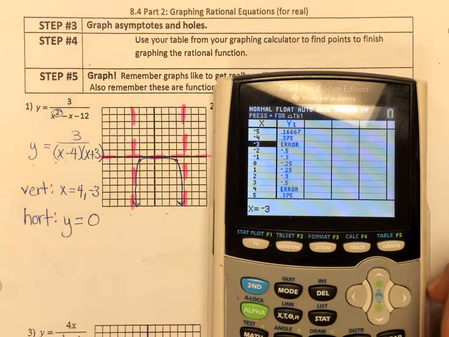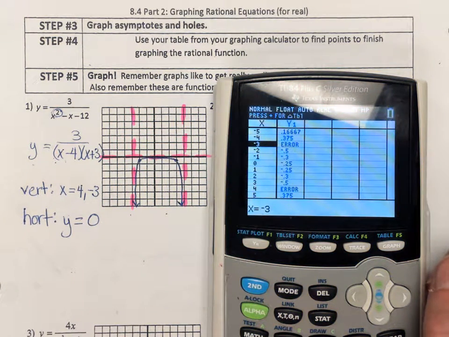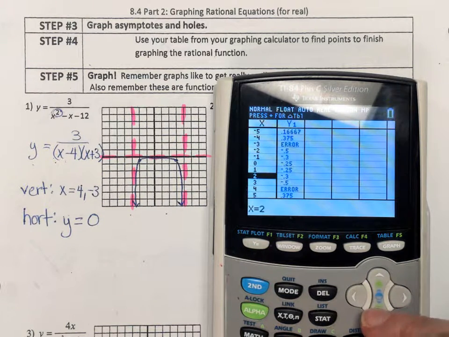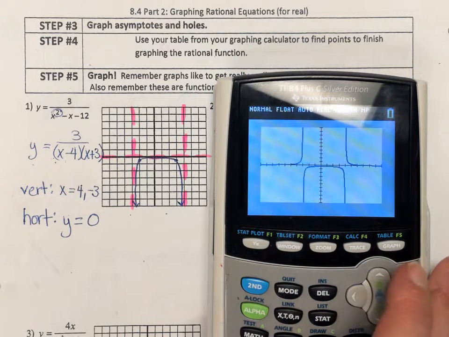Why is there an error at -3? Because it's an asymptote. Why is there an error at 4? Because it's an asymptote, right? Okay, do we have any other points that are good to graph? Those all look like craziness, decimals. Okay, so let's just look at our graph.